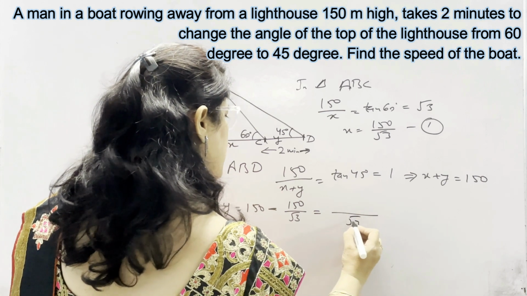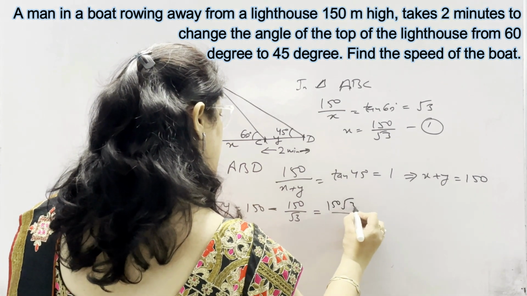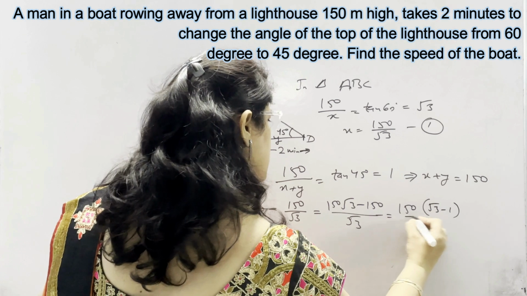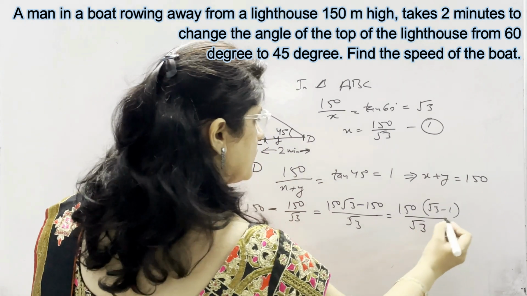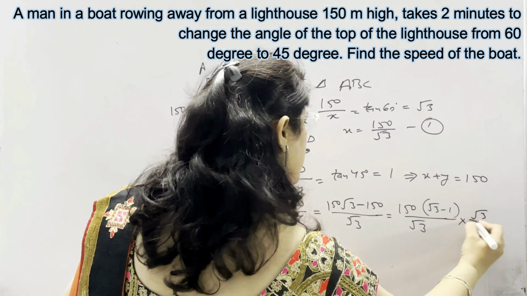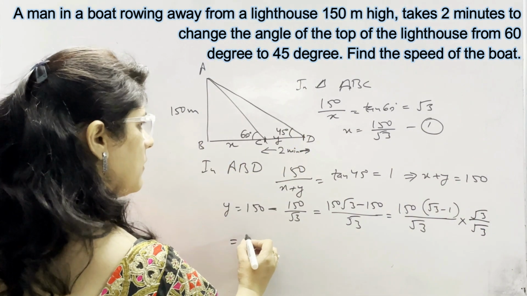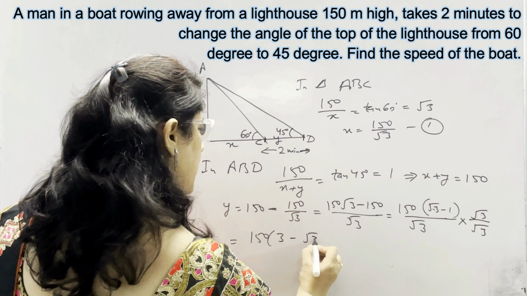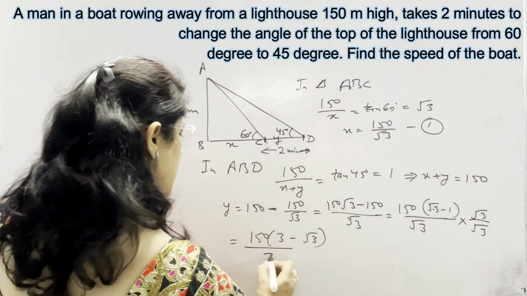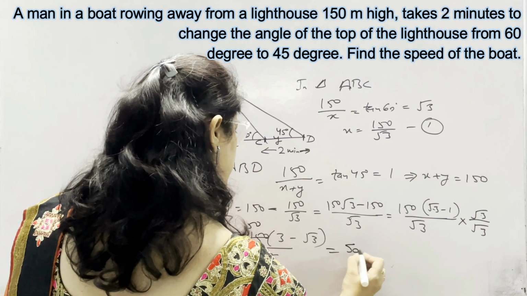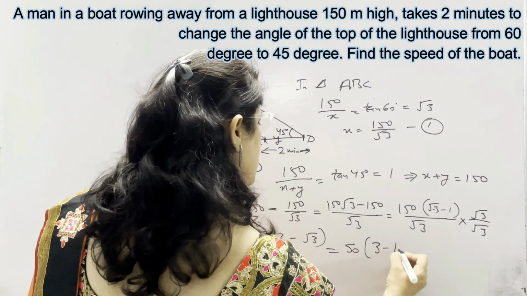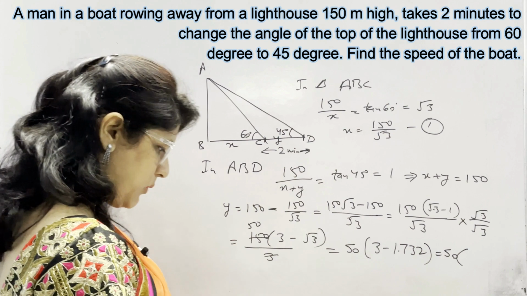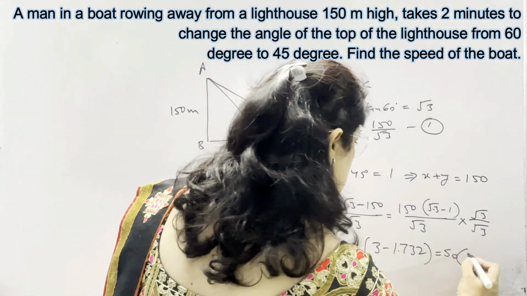Here LCM is under root 3. So 150 under root 3 minus 150. 150 we can take common, under root 3 minus 1 upon under root 3. Rationalizing, 150 under root 3 into under root 3, it means 3 minus under root 3 and divided by 3. So this is 50 into 3 minus under root 3. Value is 1.732. After subtracting, we will get 3 minus 1.732, it is 1.268.